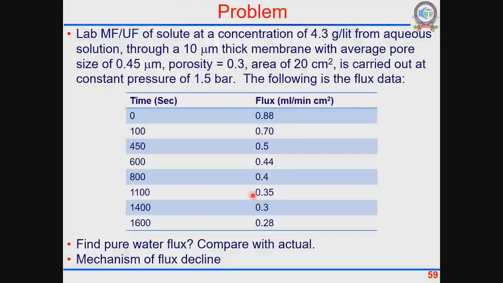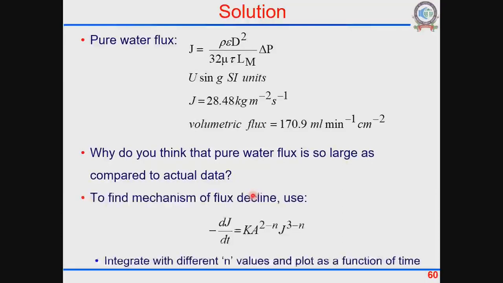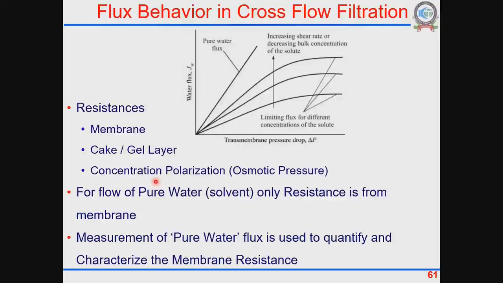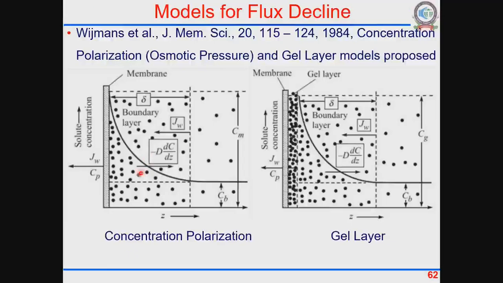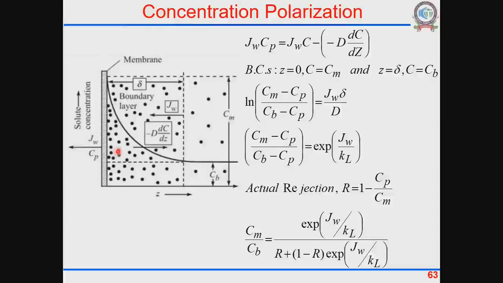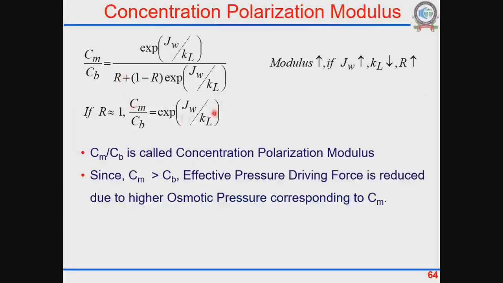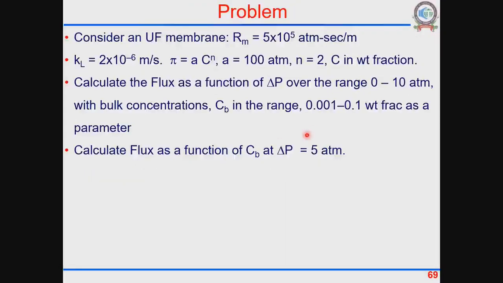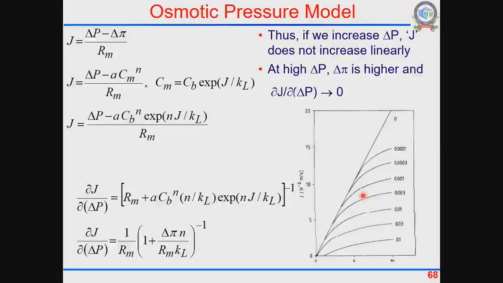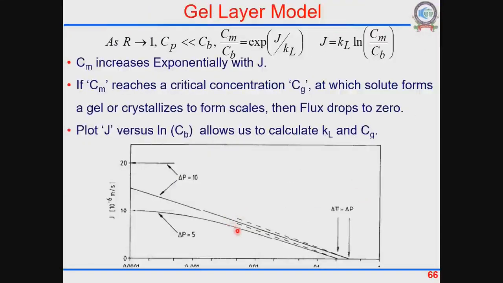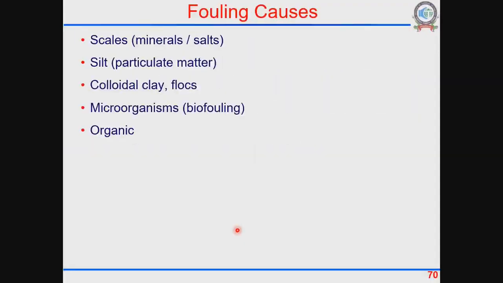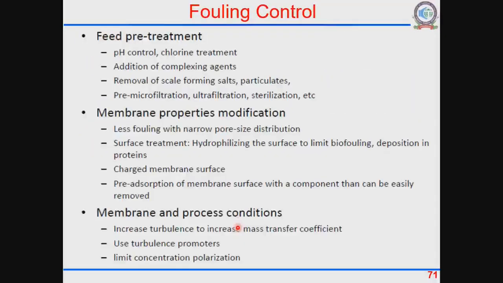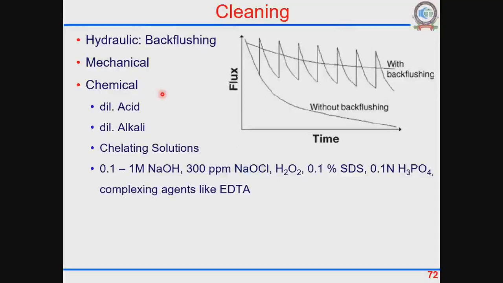We also saw different mechanisms for decline of flux in a cross flow filtration, and that was because of the concentration polarization, because of the osmotic pressure, as well as the gel layer formation. So we had derived an equation that allows us to calculate the polarization modulus, and we had done a problem based on that towards the end. So if you had done these two, you would have been able to regenerate this graph directly from the paper that is there. Okay. We had also looked at fouling, and we had looked at how to control the fouling.